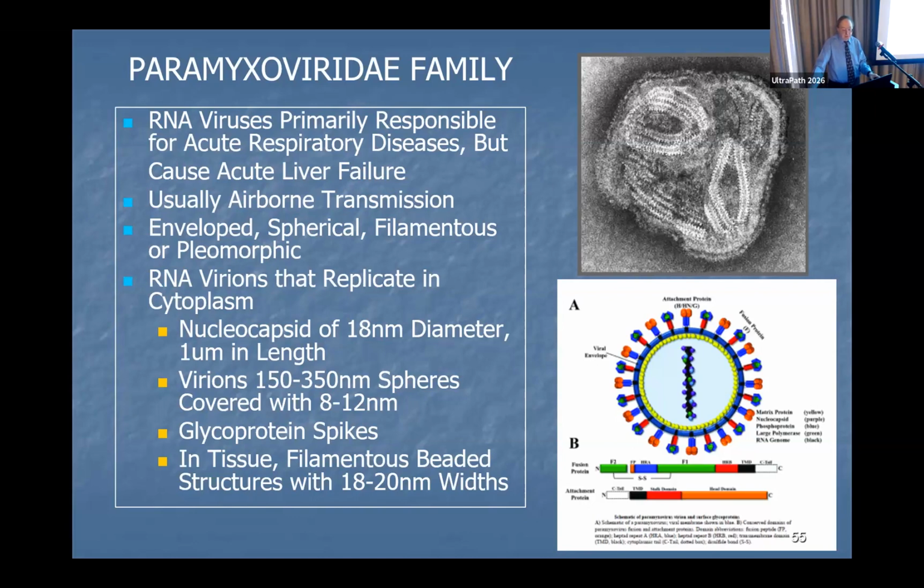This child had an upper respiratory infection a few days before this happened, and it can go on to acute liver failure, as you see here. I think Sarah's gone through this fairly extensively, so I'm not going through all of this. But in tissue, it's a little bit different from what you see in a whole mount type of appearance, where you actually see the virions quite nicely.